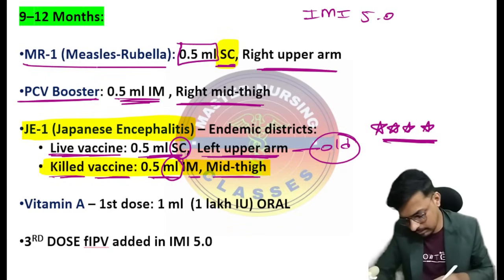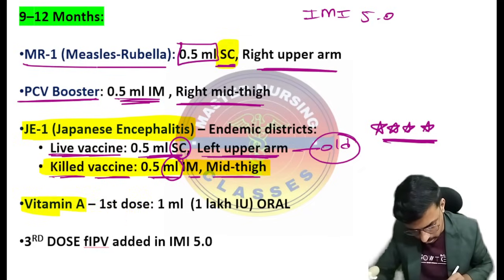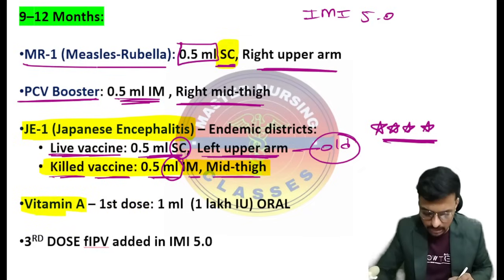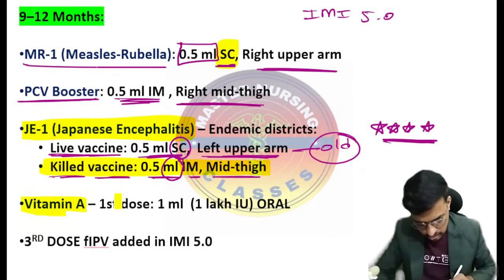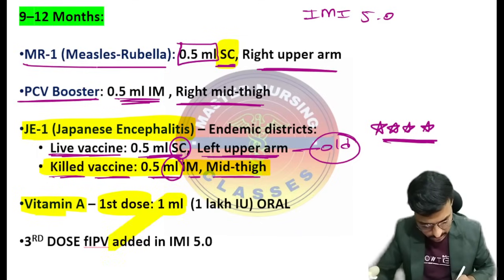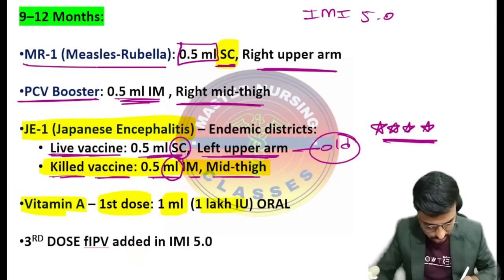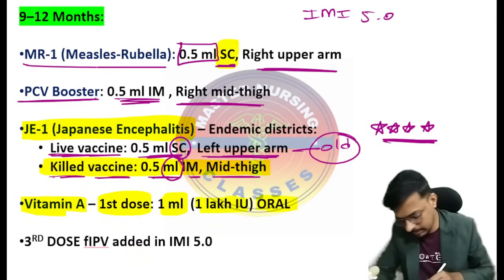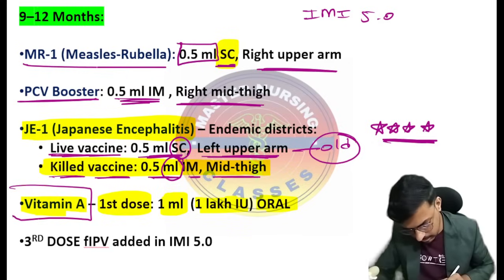So please do remember. Then comes vitamin A prophylaxis. In the national immunization schedule, vitamin A prophylaxis also will be included. The first dose, how much will we give? That's 1 ml of the syrup, or 1 lakh international units, which we will give orally as vitamin A syrup. So the first dose will be 1 lakh international unit.